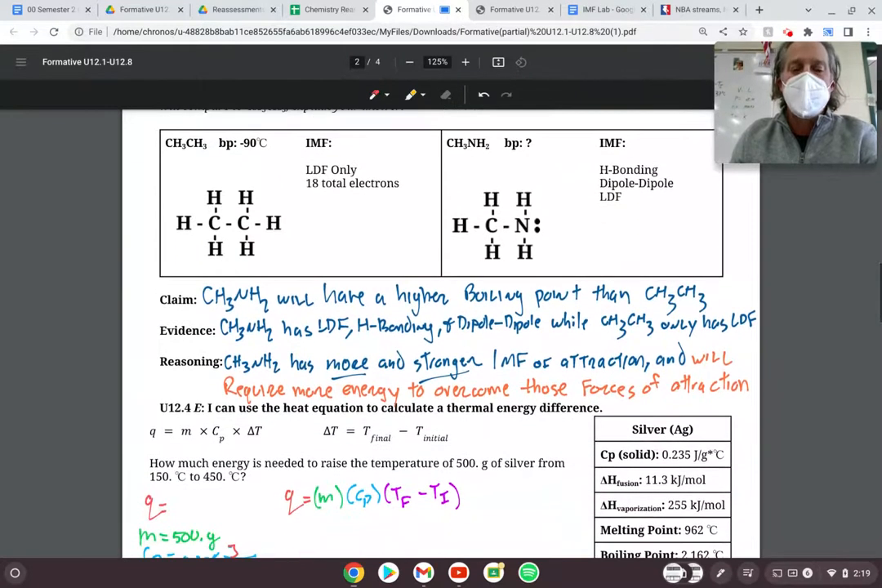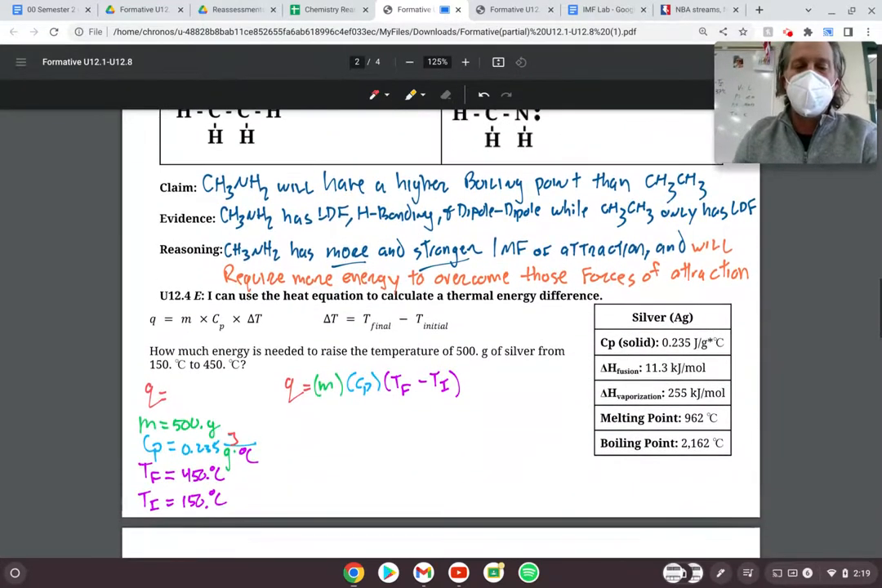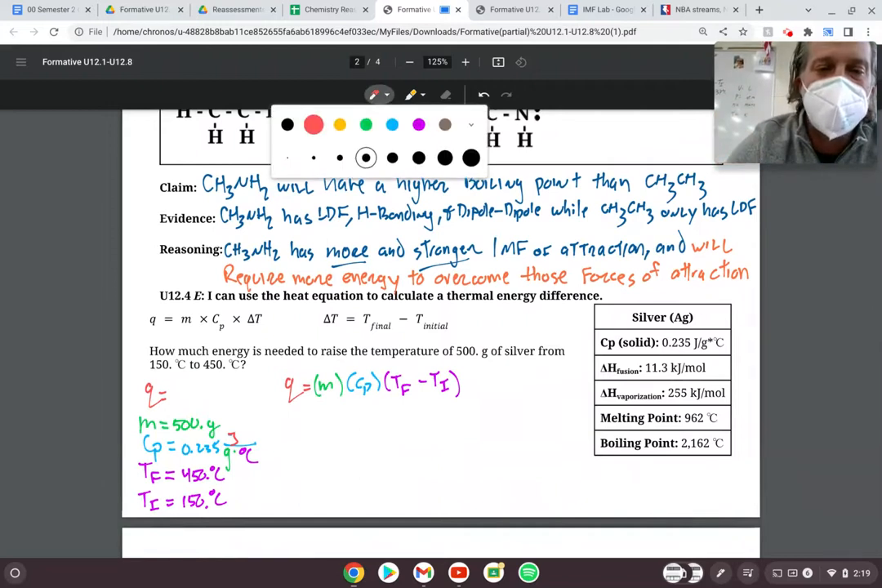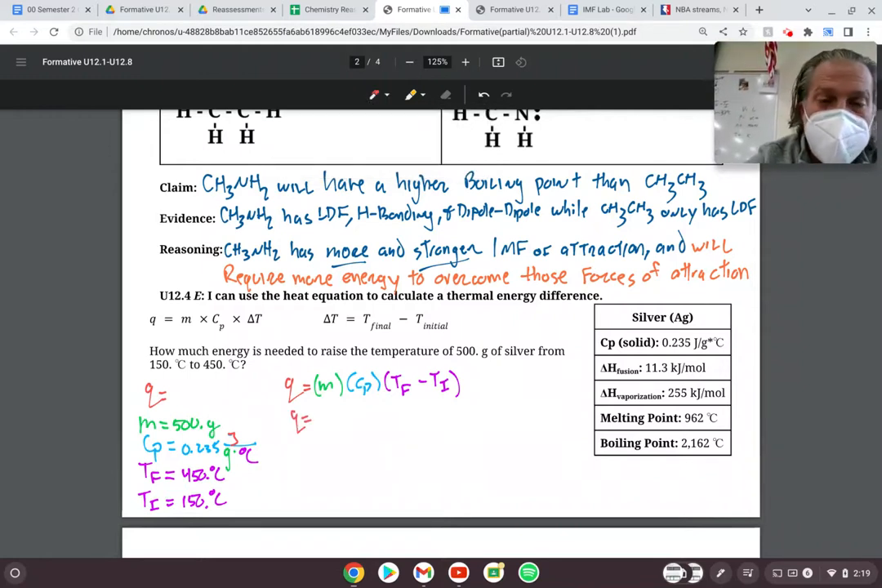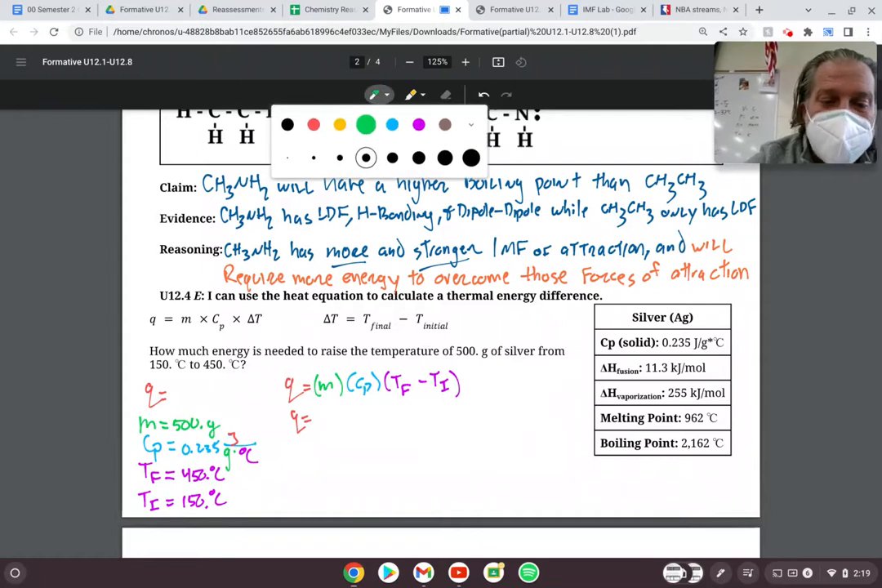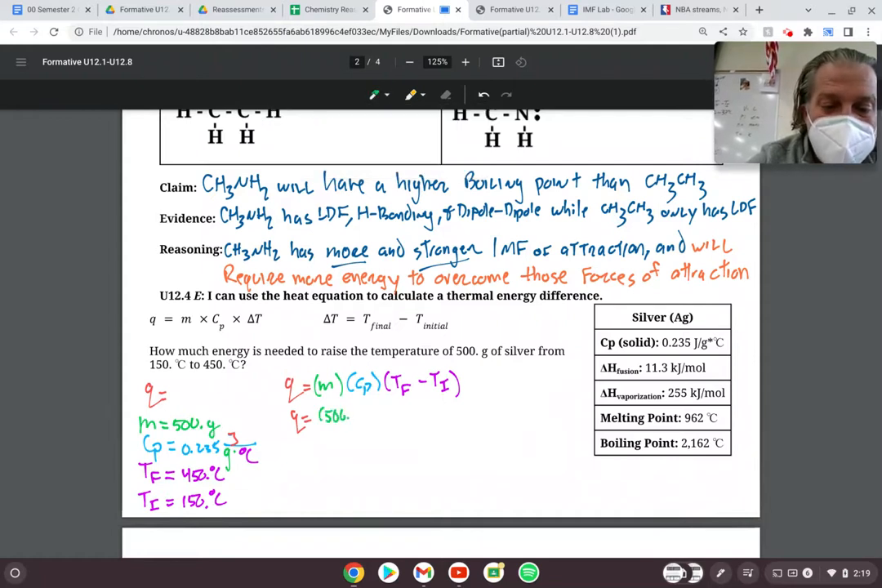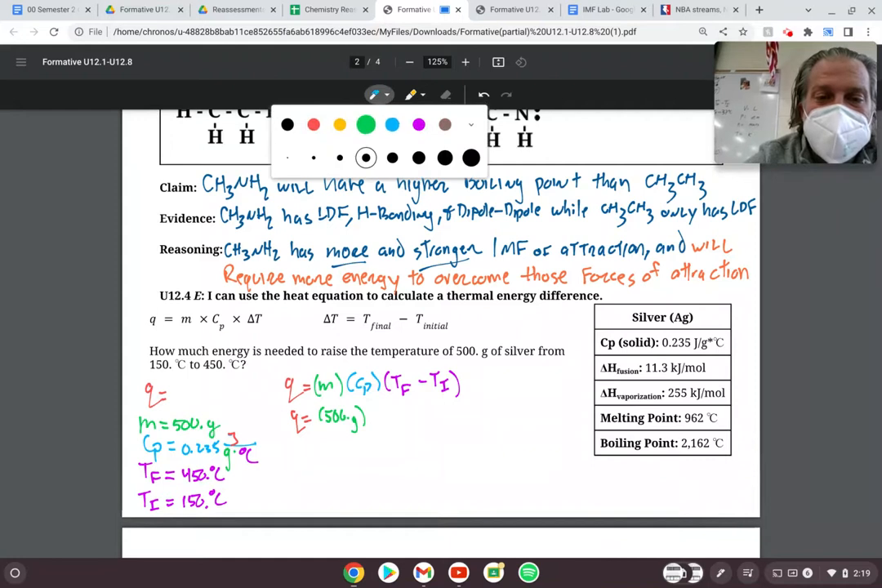Okay. Here's one that we will work out together as a team, and I've done some of the pre-work. In reality, you're asked to calculate the amount of energy needed to raise the temperature of 500 grams of silver from 150 to 450 degrees Celsius. So in this problem, we are going to substitute our values in. I know that the mass is 500 grams. I know that the specific heat.